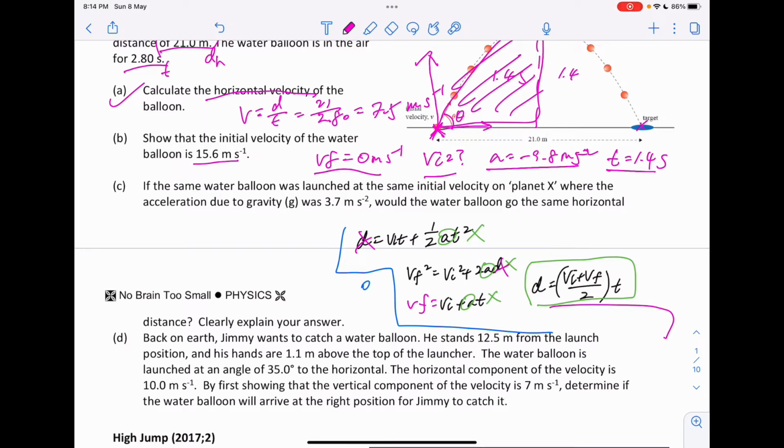So VF equals VI plus AT. VF is what? 0. VI is what? We don't know. So VI plus minus 9.8 times T, 1.4. Which means 0 equals VI minus 13.72. So, VI is 13.72 meters per second.